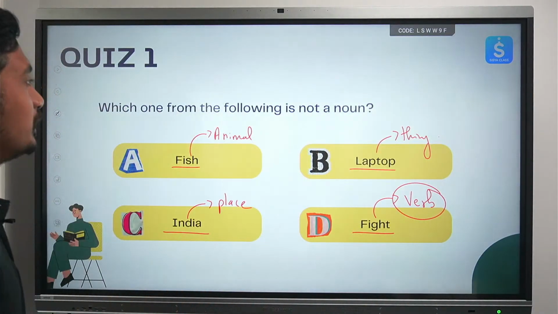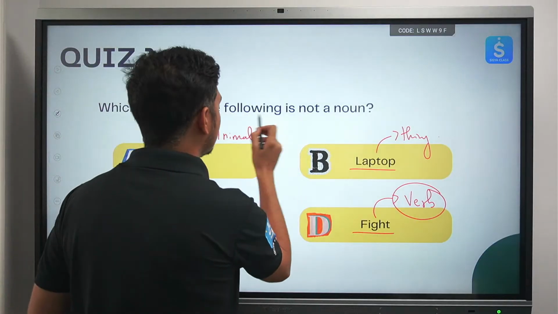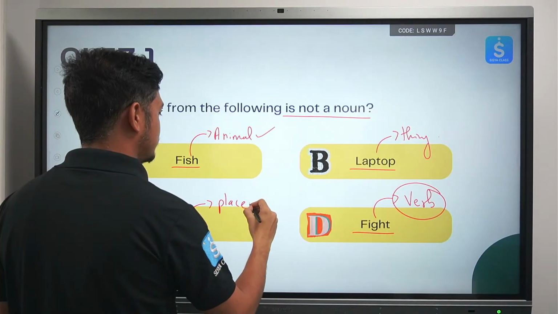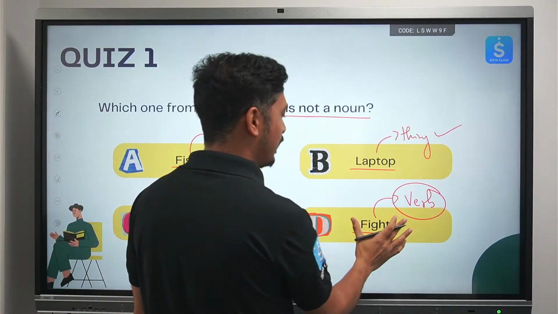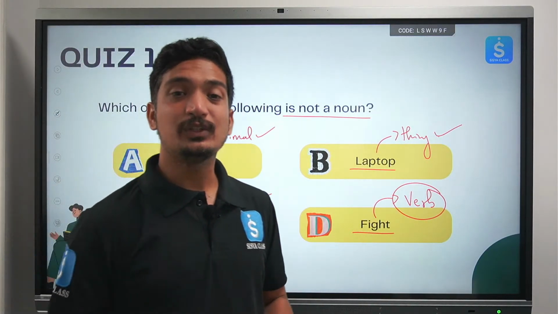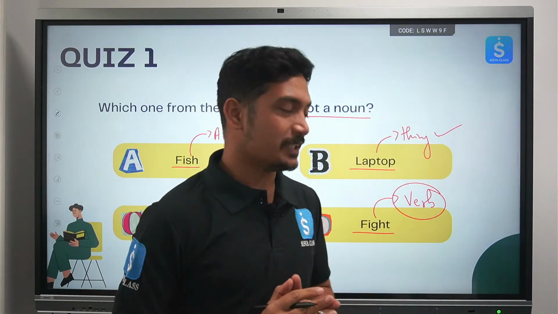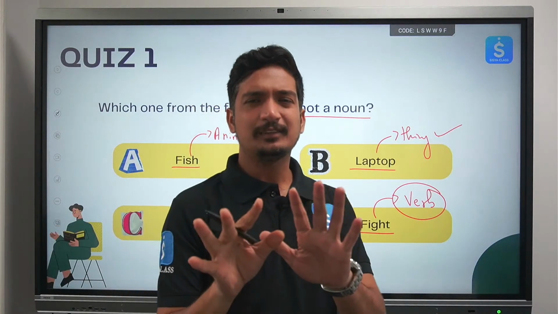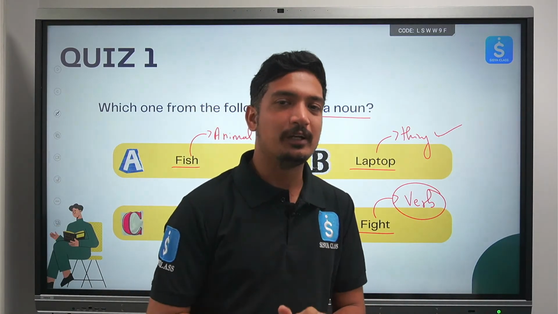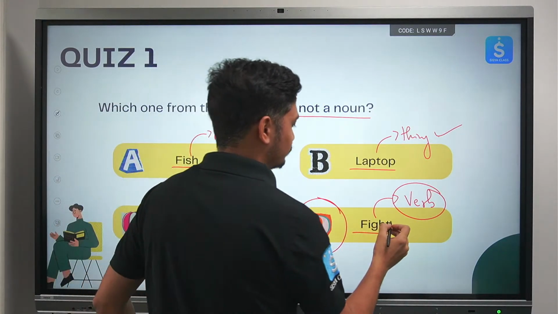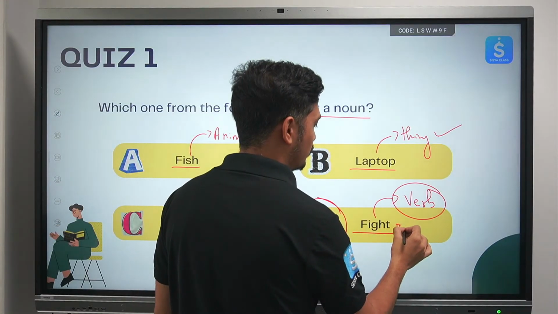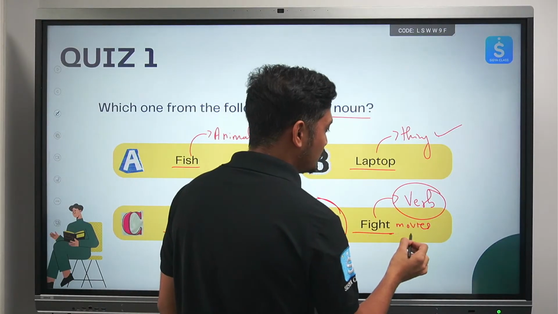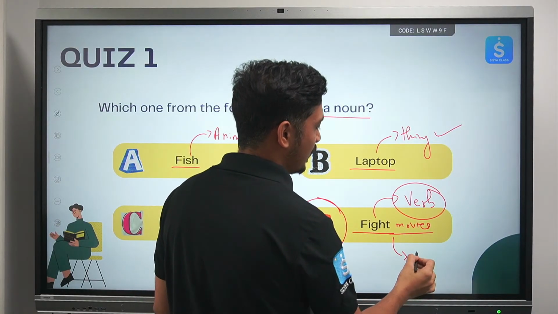It's not a noun at all, isn't it? So over here the question is asking which one of the following is not a noun. This is a noun, this is a noun, this is a noun, but fight is not a noun. It is actually a verb, and therefore D becomes your answer. However, let's twist this option a little bit. So I will say fight movies. If I say fight movies, then this is no longer a verb, it will be a genre.